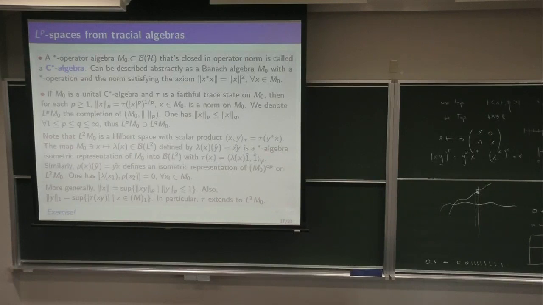Okay, so here you have this abstract characterization, and I'd like to get something similar for our II1 factors. Now, if you have a unital C-star algebra M0 and tau is a faithful trace on M0, so I'm only assuming the C-star algebra axiom now, then you can define these p-norms. Actually, it requires a bit of work to prove that it's a norm. It's easy for p equals 1 and p equals 2. And one denotes by L^p(M0) the completion of M0 in this norm p.